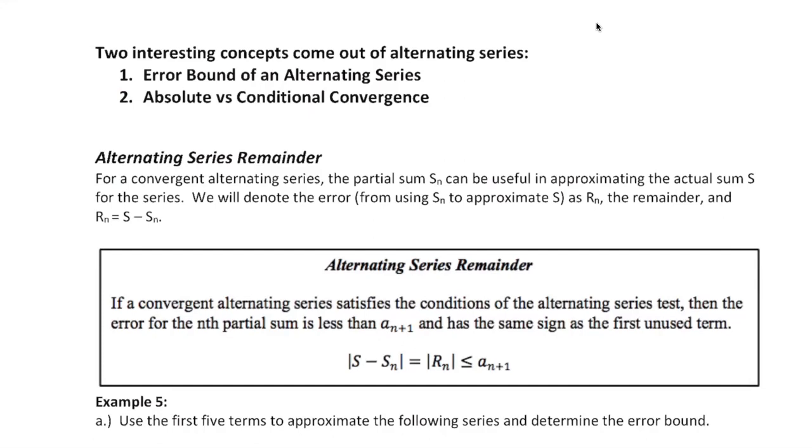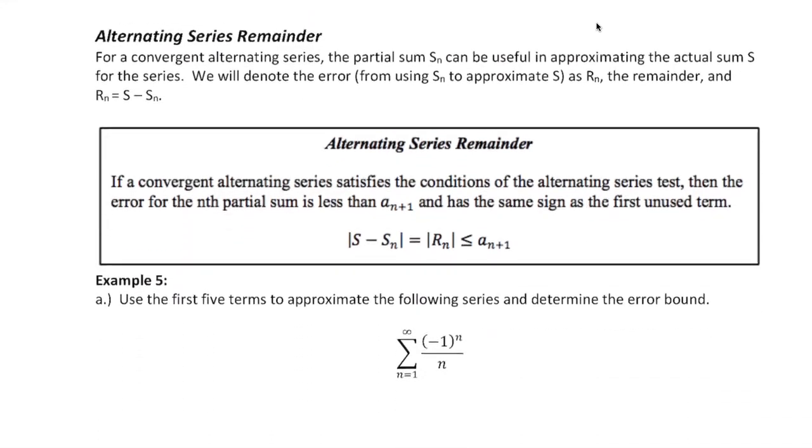The second thing is absolute convergence versus conditional convergence. Does this series only converge because it has negatives in it, or would it converge regardless of the negatives? We're going to look at that in the next video. So for today, let's finish up by talking about the remainder.